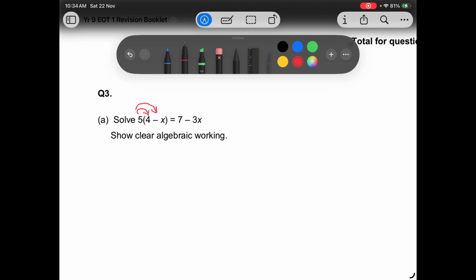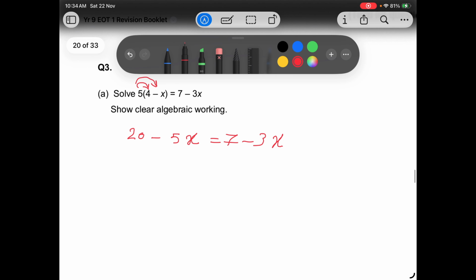So 5 times 4 is 20. 5 times minus x is minus 5x equals 7 minus what? Minus 3x. This is minus 3x. And what next? To collect all x's to the left, all constants to the right. So what I will do here, guys, I will move this to the left side. I will move this to the right side. You can put them in any order.